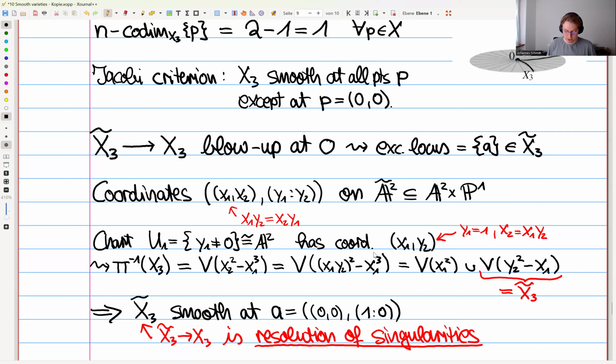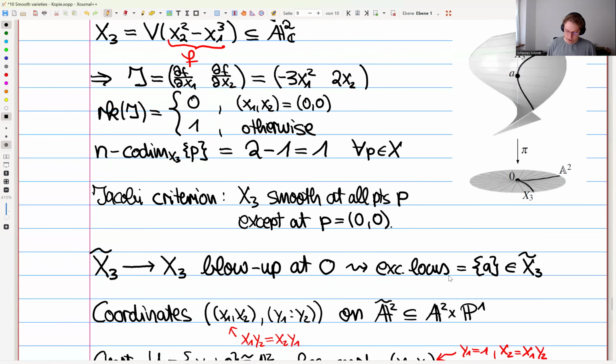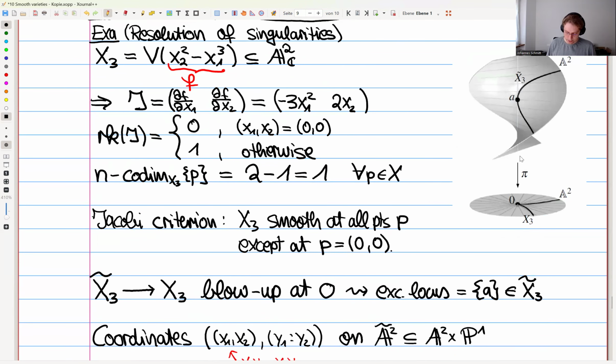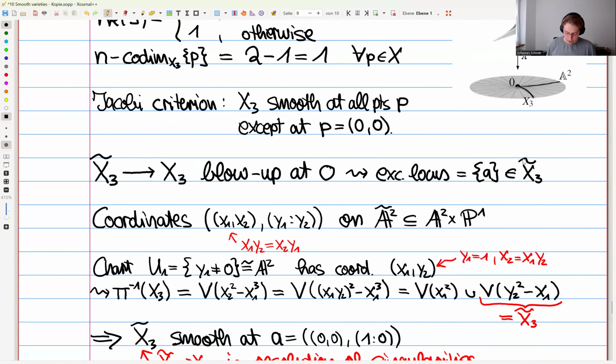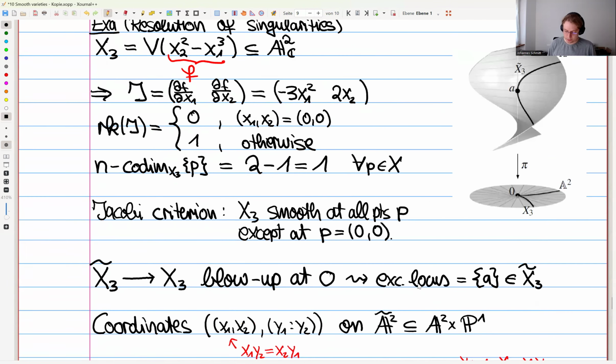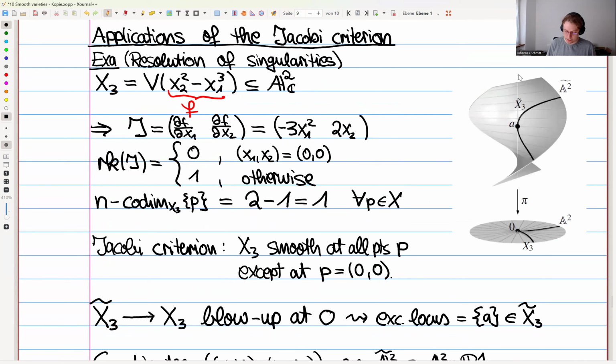And this factors as an x1 squared we can draw out. And the remaining thing is an x2 squared minus, and there's one factor left, x1. So minus this. And you see somehow this x1 squared, so somehow x1 is equal to 0, and then x2 is also equal to 0. And y2 can be arbitrary. So somehow this would be this entire P1, the entire exceptional divisor of this A2 squared.